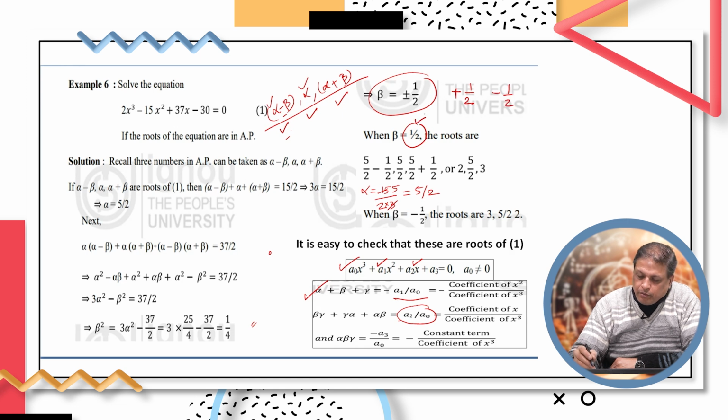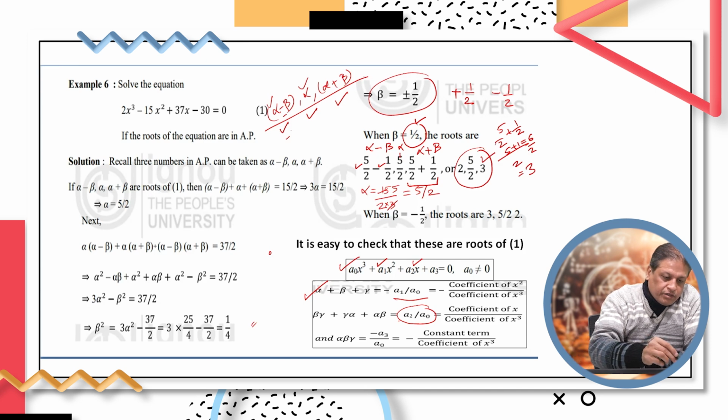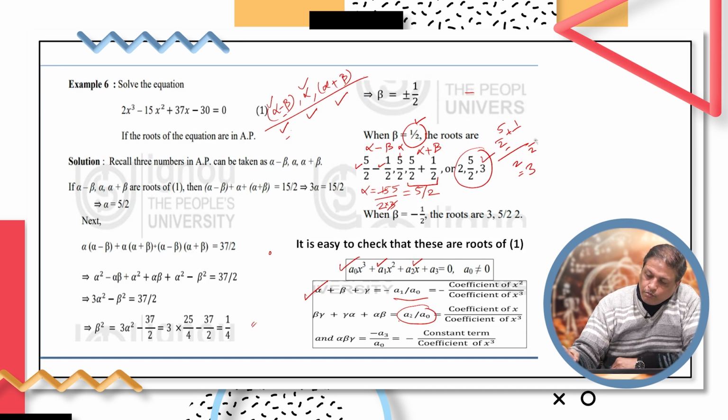When beta is plus 1 by 2, then alpha minus beta will be equal to 5 by 2 minus 1 by 2. Alpha, that is 5 by 2, alpha plus beta, that is equal to 5 by 2 plus 1 by 2. Solving this, you will get 3 roots, 2, 5 by 2 and 3, because 5 by 2 plus 1 by 2 will be (5 plus 1) by 2, that is 6 by 2, that is nothing but 3.